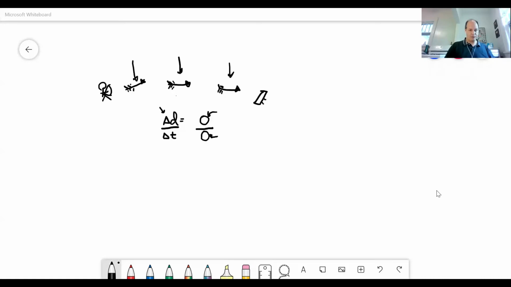All right, back to the whiteboard. So let's say we drop a rock. And let's say the rock, after t seconds, falls t squared feet.